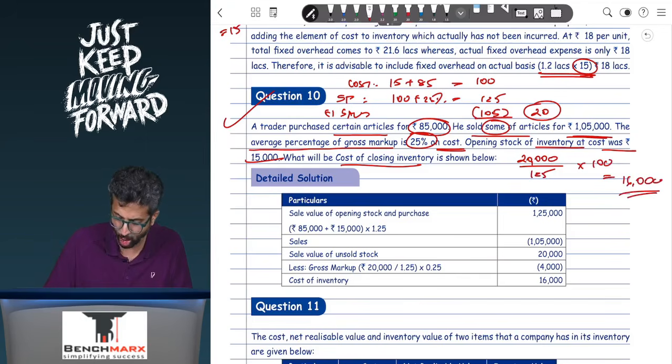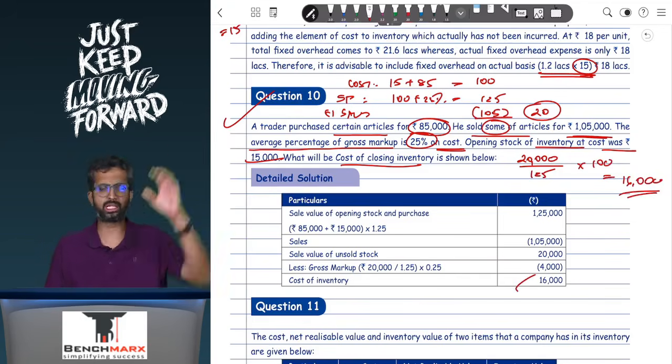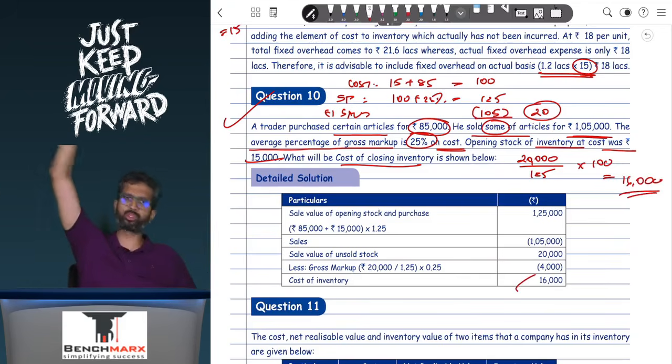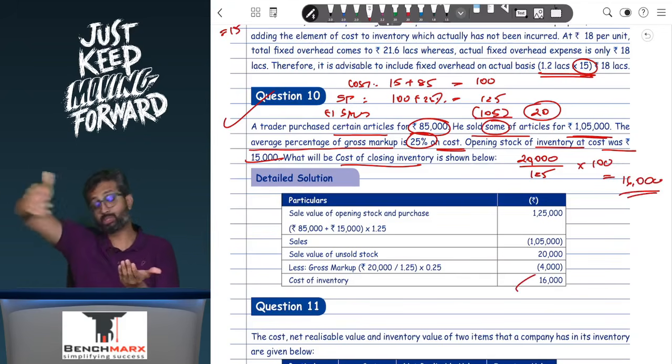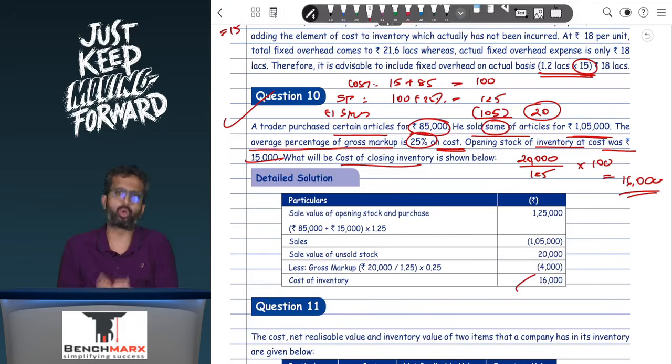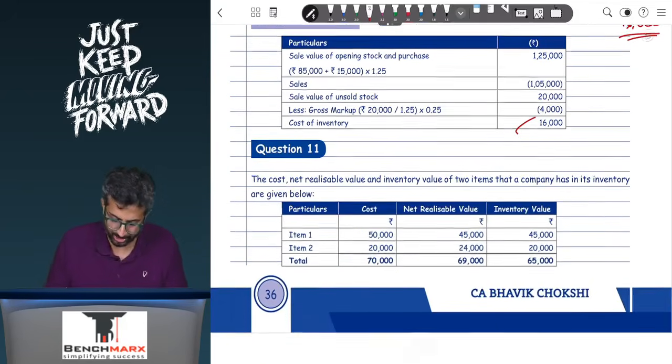This is the cost of my inventory using the retail sales price method. I have found the sales price of all items minus the actual sales, which will give me the sales price of the unsold items. This is the sale price. Remove the gross margin and you will get the cost at 16,000.